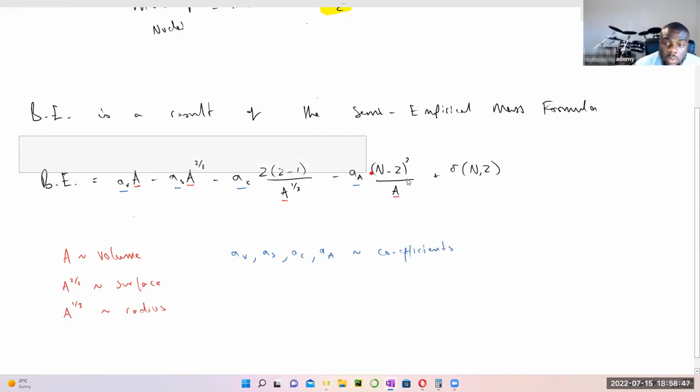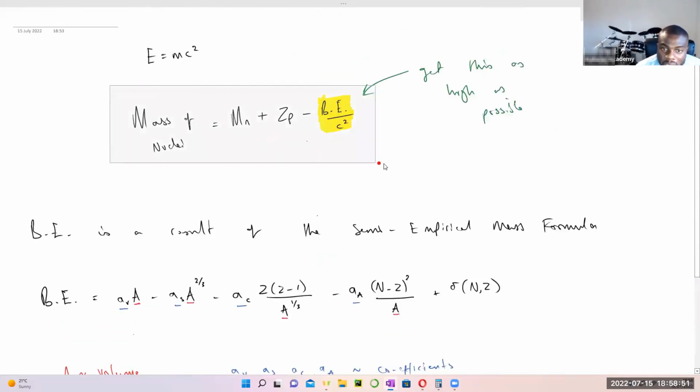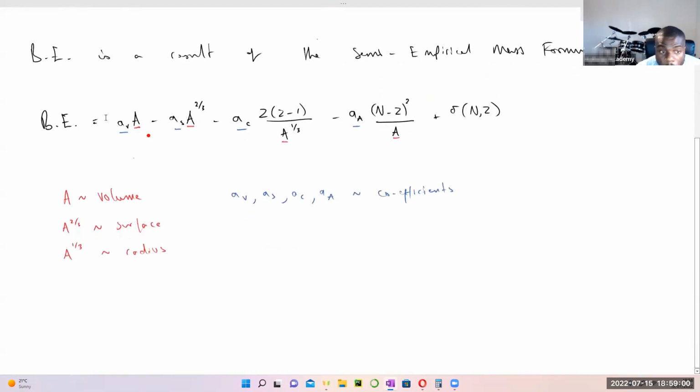What do you notice about this expression, just in general, okay? Remember when I said that the goal is to get this as large as possible? The goal is to get this as high as possible, yeah? What do you notice about the majority of this expression? There's a lot of minuses.